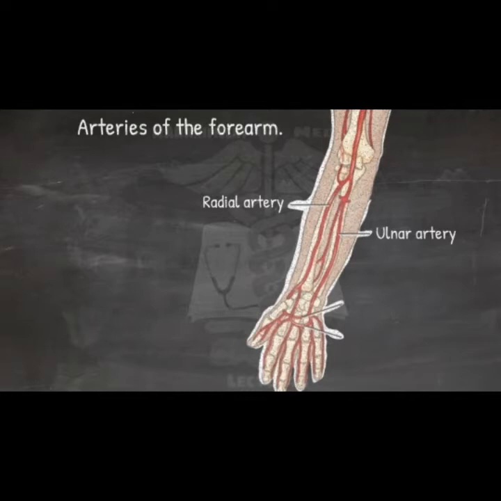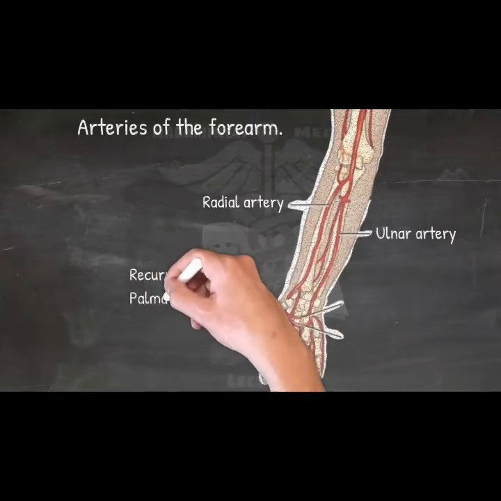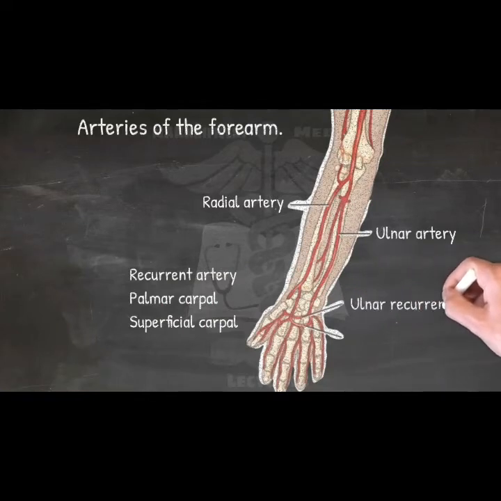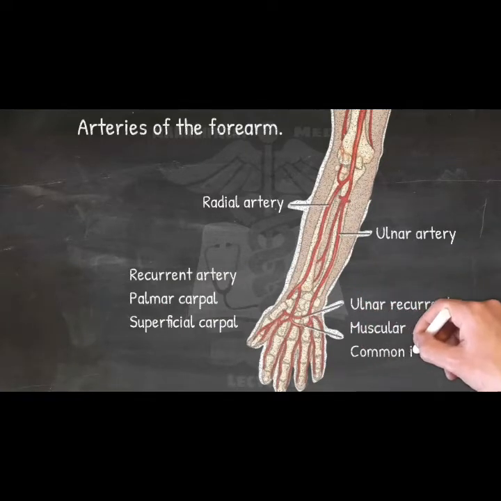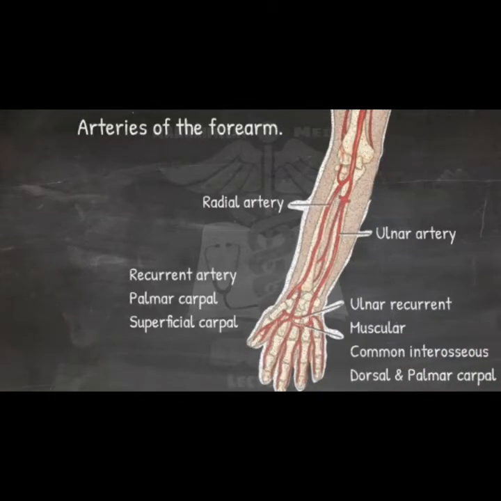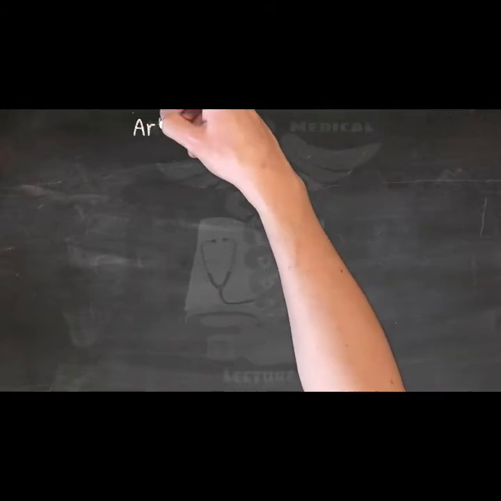Both arteries give off their main branches within the forearm, with the radial artery giving the radial recurrent artery, palmar carpal branch and superficial carpal branch, and the ulnar artery giving the ulnar recurrent artery, muscular arteries, common interosseous artery, dorsal and palmar carpal arteries. Again, use the mnemonic on the suggested video to learn the branches of the ulnar artery very easily.